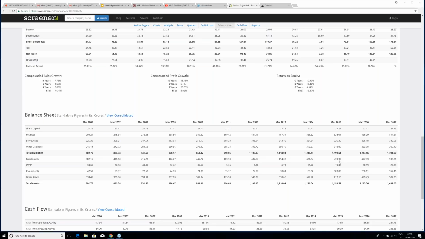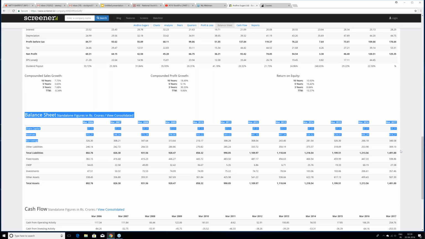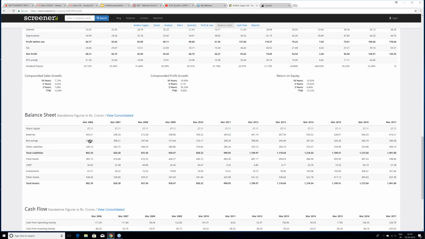Now let's see the borrowings. What's happening to the borrowings? Borrowing is an important factor. So borrowings basically is almost stagnant. It reduced in between. See here, if you see here, it reduced and now it has bounced back to 326. See, the borrowings from here have become almost stagnant. In between, it dipped for a while here in 2010, and again their borrowings have gone up. So that's not a good sign.